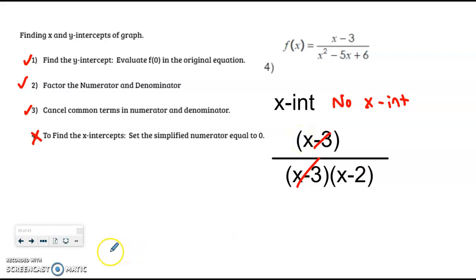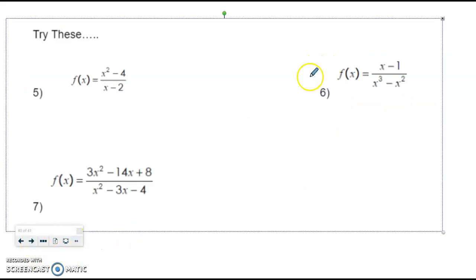So your job, if you choose to accept it, is hopefully to try these 3 questions, in which I'm asking you to find what the y-intercept is as well as the x-intercepts. Hopefully you are able to do that, and we will talk more about that in a little bit.